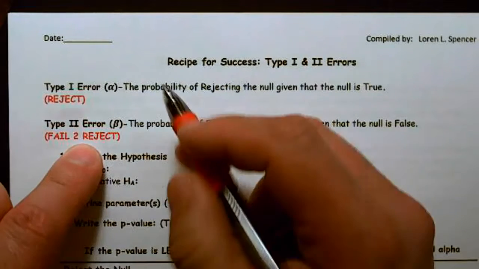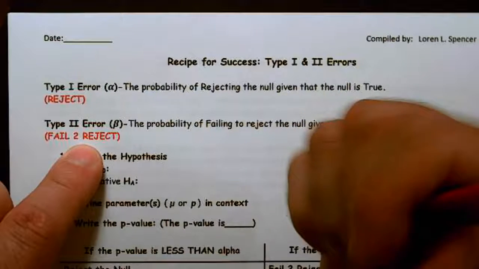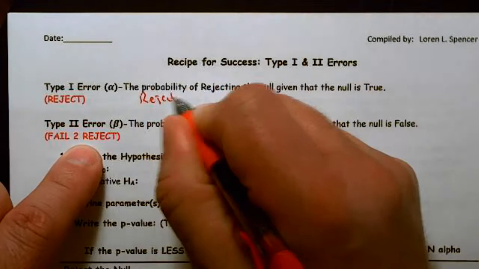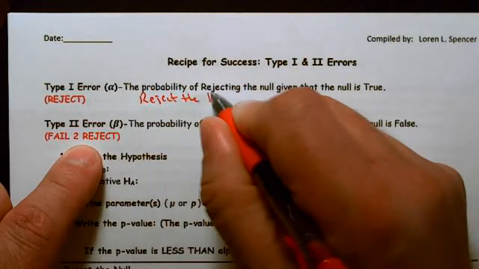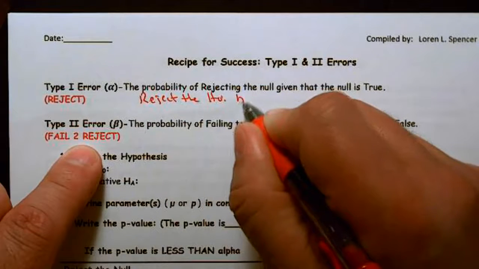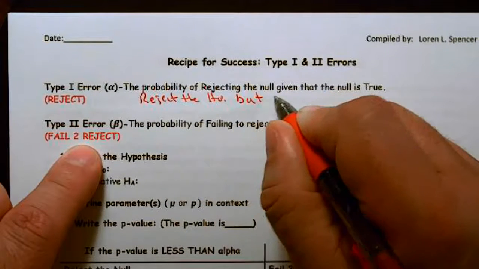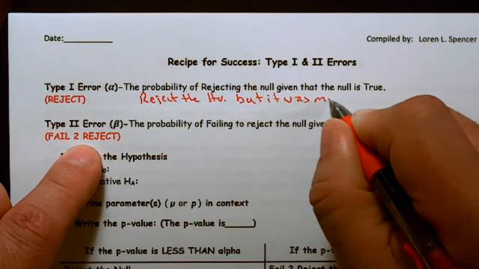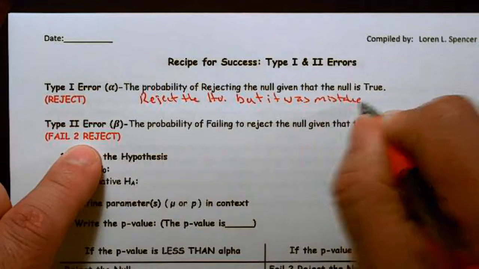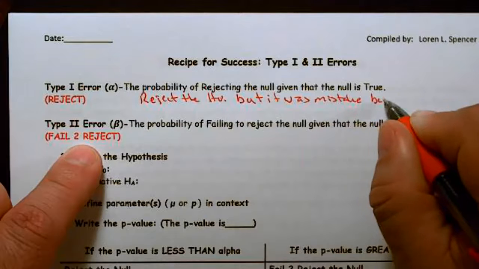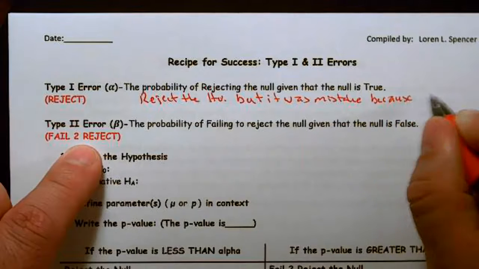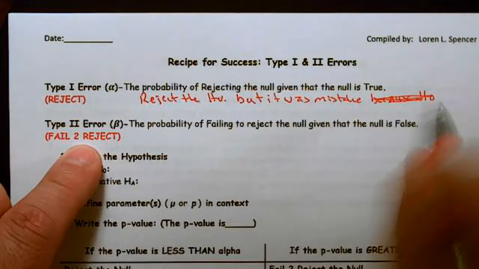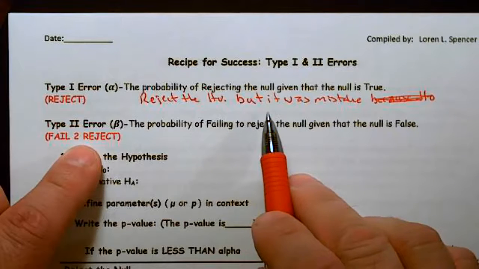Another way of saying it: we rejected the H0, but it was a mistake, because H0 was true. All right, we'll just leave it at this. We rejected the H0, but it was a mistake.